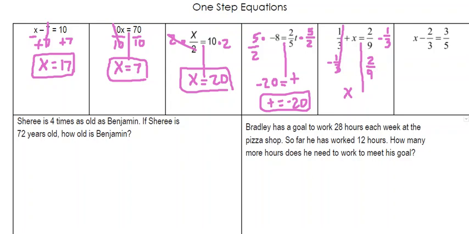a common denominator. So 1 times 3 is 3, 3 times 3 is 9, so I have 2/9 minus 3/9. And 2/9 minus 3/9 gives me negative 1/9. And then that is my answer, x equals negative 1/9.